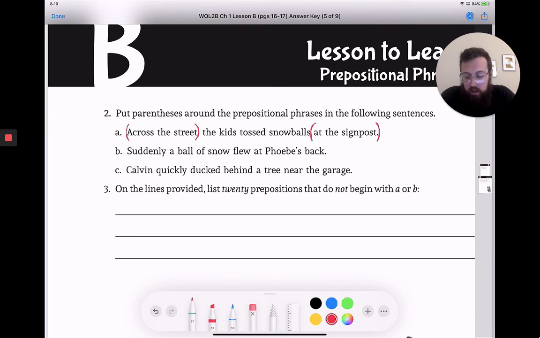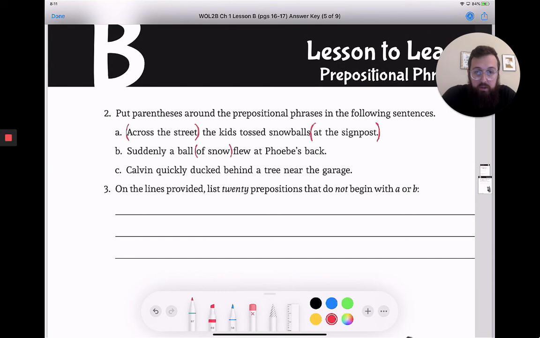So suddenly, a ball of snow flew at Phoebe's back. So I go through. Of is a preposition. Snow is the next noun or pronoun. Notice this one doesn't have any adjectives, and that's okay. A prepositional phrase doesn't have to have any modifiers. It can have the preposition and the object of the preposition, and that's it.